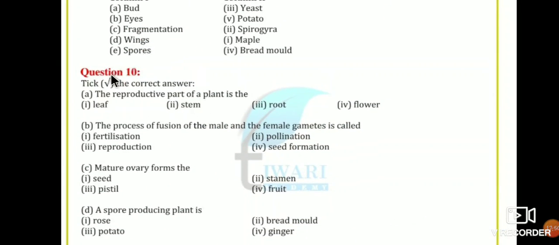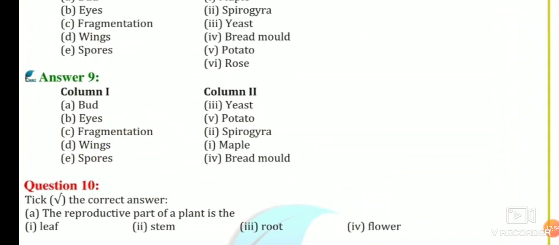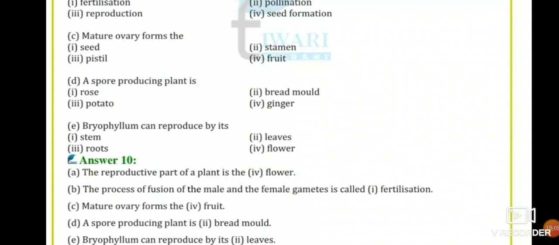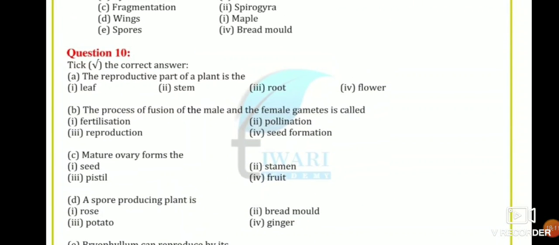Next is question number 10, tick. Dear students, copy this one and write the next one. Tick, write the correct answer. Which is the reproductive part of a plant? Root is not a reproductive part because it is buried inside the soil. Stem is not a reproductive part because only hydra is an example for that. And leaf is involved only in preparing food, in the photosynthesis concept. So the last remaining one is flower. Therefore, the reproductive part of a plant is flower.